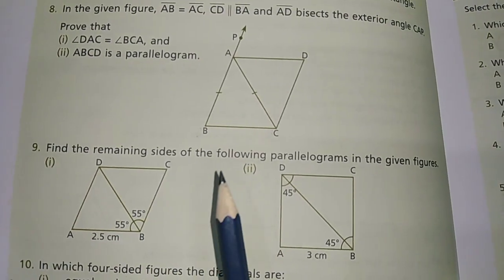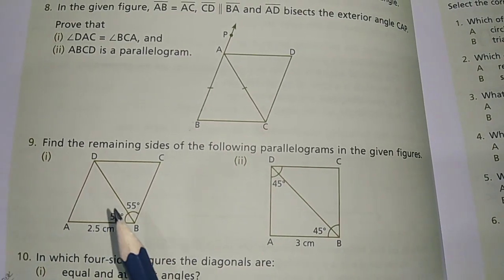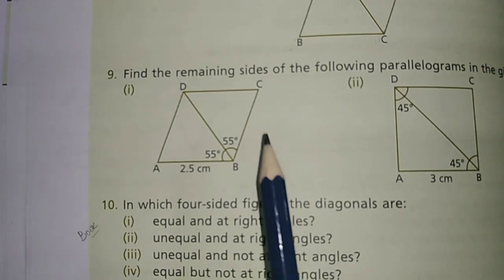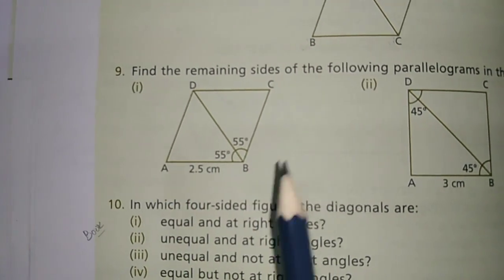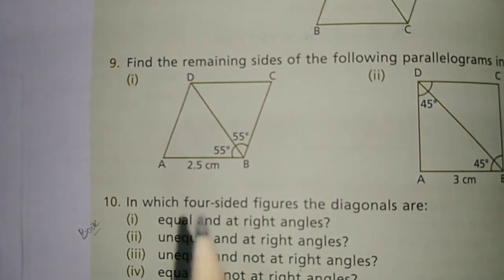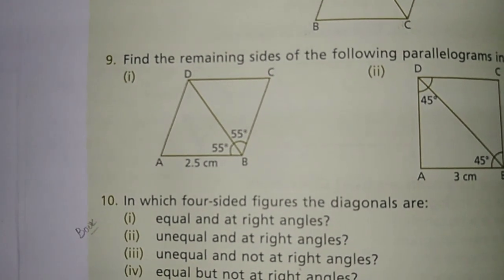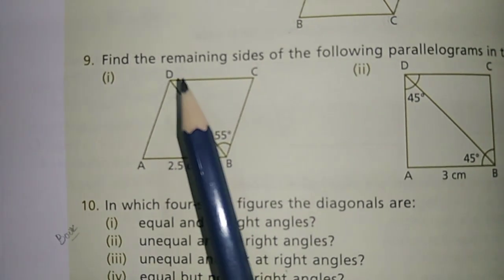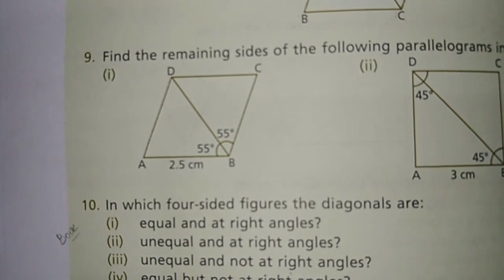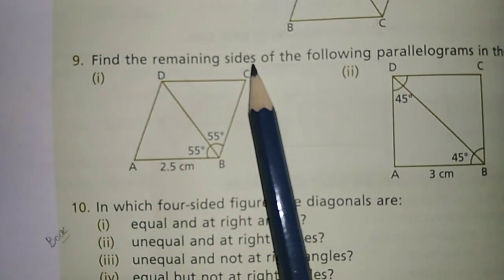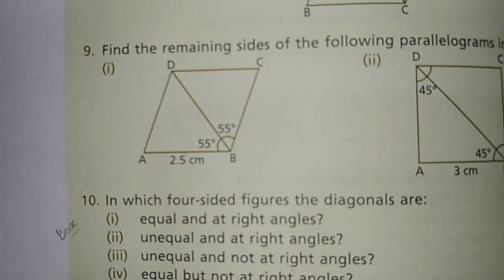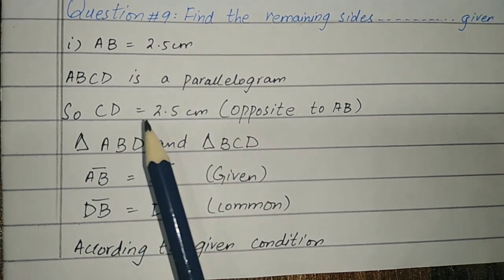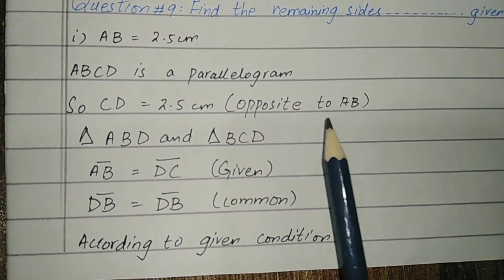Question number 9. Find the remaining sides of the following parallelograms in the given figure. We have to find the remaining sides. As ABCD is a parallelogram, AB is equal to CD. So CD is equal to 2.5 because they are opposite sides of a parallelogram. Now triangle ABD is congruent to triangle BCD, and AB is equal to DC, and DB is common in both. AB is given as 2.5 centimeters, so CD will also be equal to 2.5 centimeters because they are opposite sides of the parallelogram.